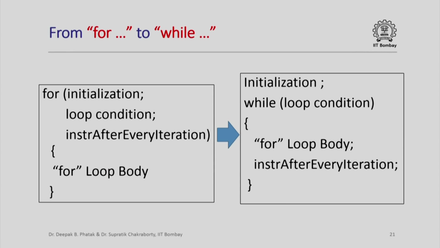The previous animation would have given you the idea that the initialization, loop condition, and instruction of every iteration can be moved around, and therefore it should be possible to rewrite a for loop as a while loop, and indeed it is possible. Whatever is there in the initialization, you put at the beginning before the while loop, the loop condition goes in the while loop, and the instruction of every iteration goes at the end of the loop body.